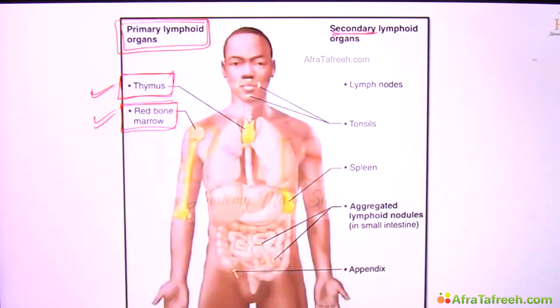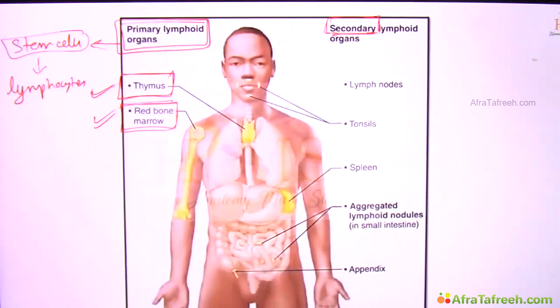But how do you know who is primary, who is secondary? Primary, they will have stem cells. And what do the stem cells do? They form the lymphocytes. This is how you define them. So you mean to say, if I'm calling it a primary lymphoid organ, then they must have stem cells forming lymphocytes? Yes, because secondary lymphoid organs do not have stem cells.